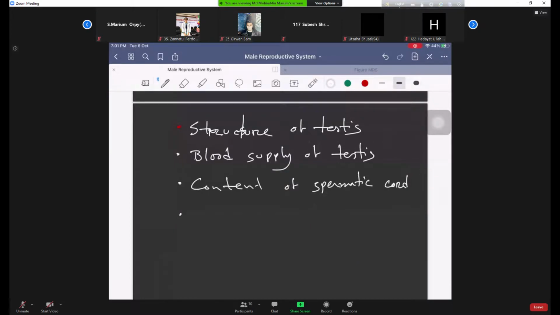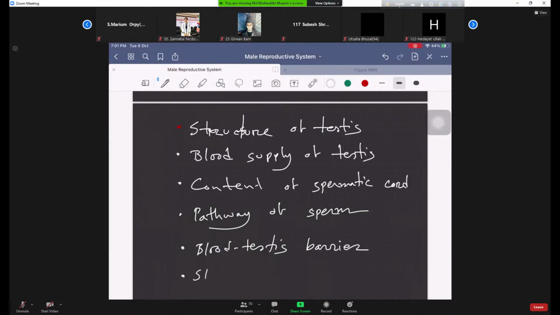Then another important question from here is the pathway of sperm. Another important topic is the blood-testis barrier. Another important one is a short note on the Sertoli cell. And another important topic, related to embryology but from this subject, is spermatogenesis and spermiogenesis. That will be included in embryology, but from this topic. This is all about the male reproductive system.